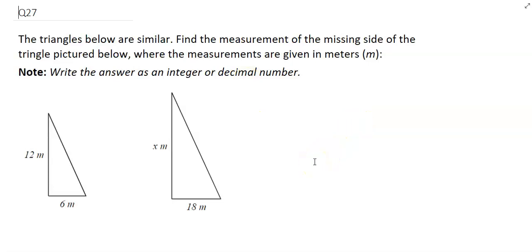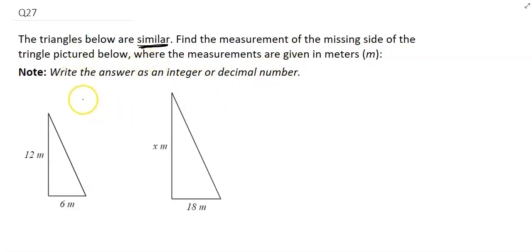27. Okay, this is a problem that goes back to chapter, I think, chapter 3. It's about proportion. I have two triangles that are said to be similar. Find the measurement of the missing side of the triangle pictured below, where the measurements are given in meters, and write your answer as an integer or decimal. So when two triangles are similar, their corresponding sides are proportional to each other.